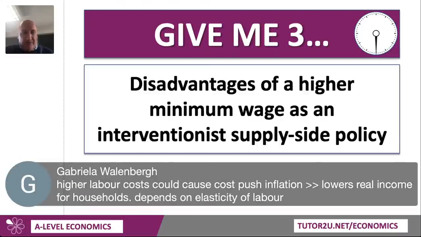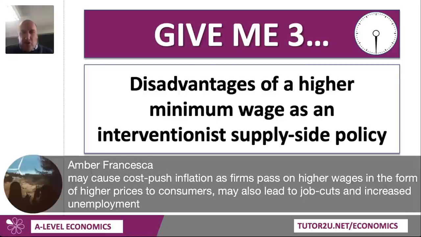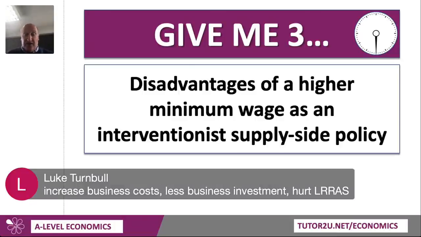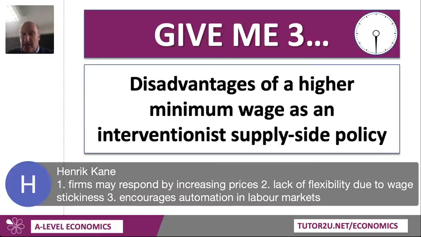Yeah, some great answers. I think Jim picked out 4 or 5 there, all of which were absolutely top answers. From Gabriella, from Rosemary, from Amber. Amber talks about causing cost push inflation. They also lead to job cuts and increased unemployment. These are well understood, important potential disadvantages of minimum wage. Lisa says the following: high minimum wage can cause price inflation as firms pass on higher wages in higher prices. Falling employment as demand contracts and rising unemployment as supply extends. Luke talks about increased business costs and less business investment hurting aggregate supply. Luke's point is really good because it links the disadvantages to the supply side. So the really strong answers there will link to supply side.